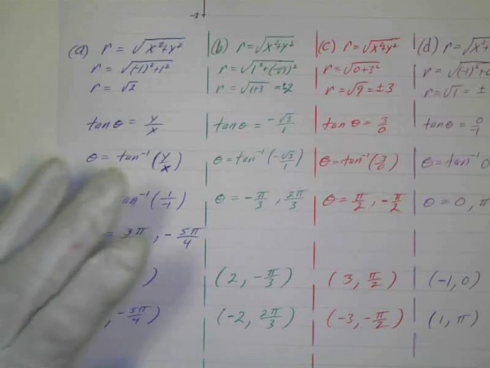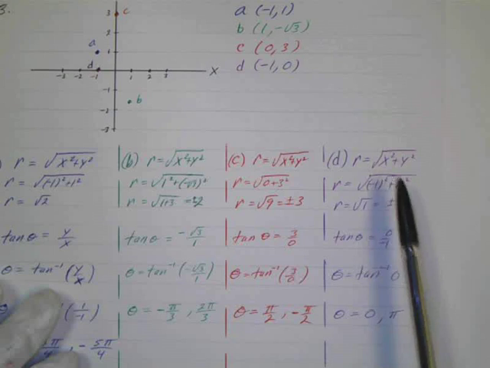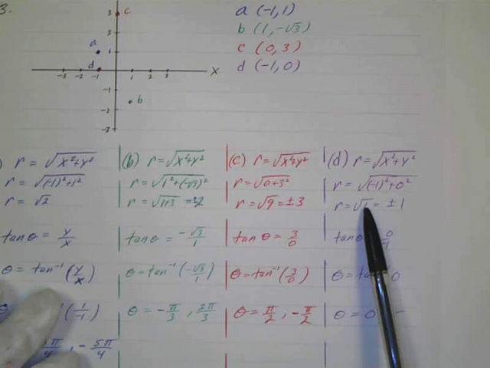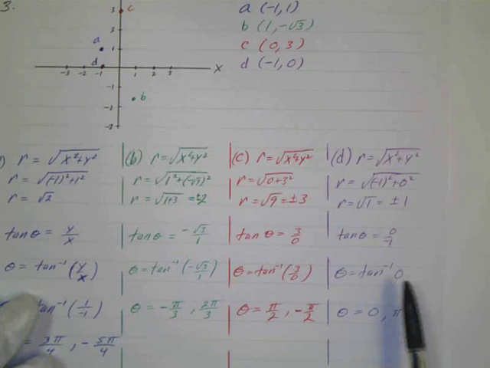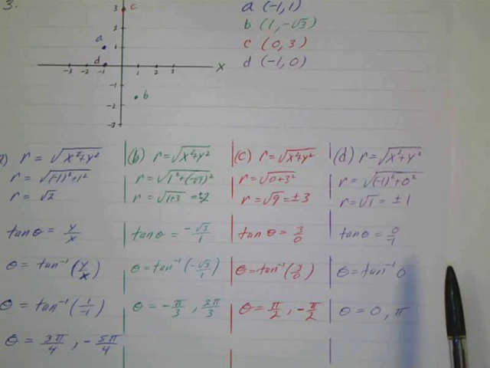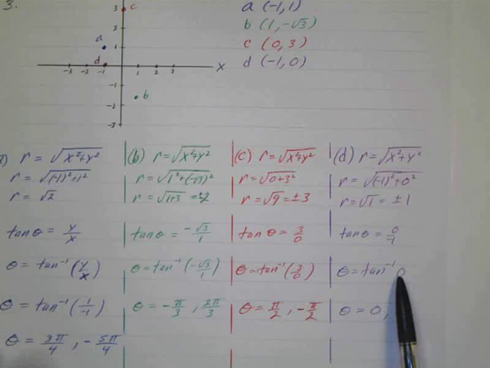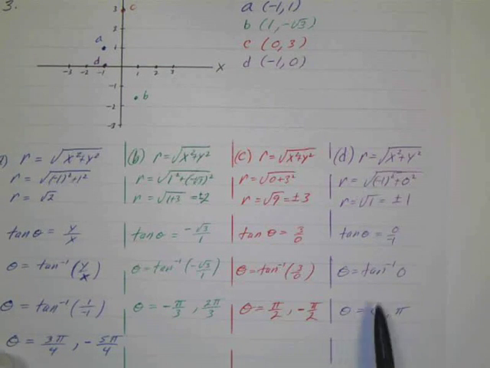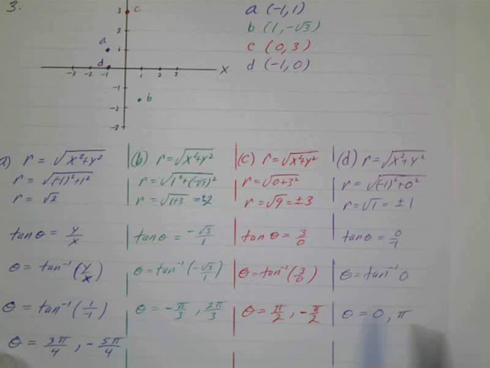And the last one, letter D. This is my point (-1, 0), so r equals the square root of x squared plus y squared, so negative 1 squared plus 0 squared is just the square root of 1, which is just plus or minus 1. And then I could write it a couple ways, we're just using positive 1, it's not that difficult. So theta equals the angle whose tangent is 0. Well, a couple of angles that have a tangent of 0 would be tangent of 0 is 0, and the tangent of pi is 0. Okay, if you look at your tangent graph, you'll see that.